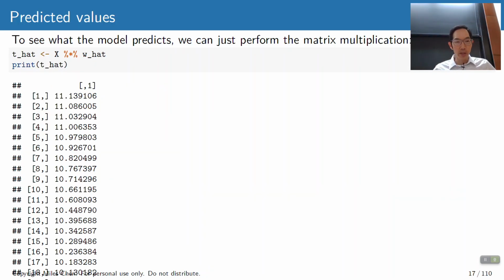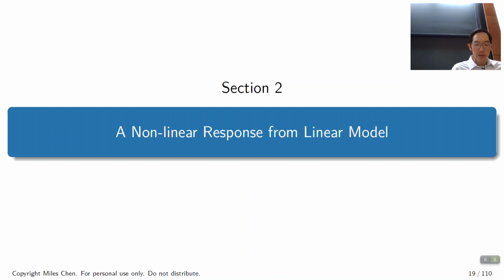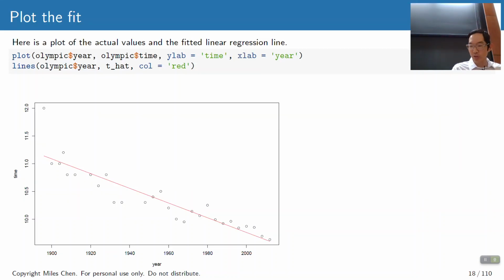And again, we can do X times W hat to get all of our predicted values. And we can see as time goes on, the expected winning race time drops. And I plot that, and this is kind of what the line looks like, okay? And we go, okay, that seems like a reasonable fit to the data. So that's simple, that seems straightforward. That's how we do linear regression.